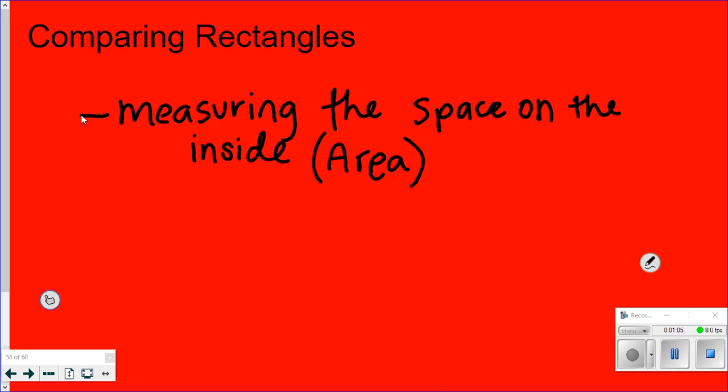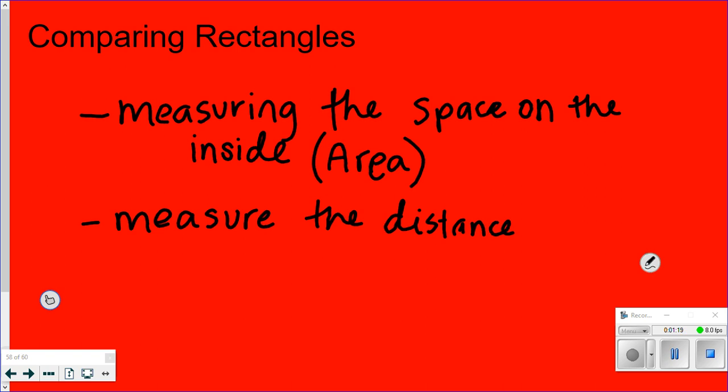We can also measure around the shape. When we measure the distance around the shape, that also has a special name. What is that called? Nathan? Perimeter. Called perimeter.